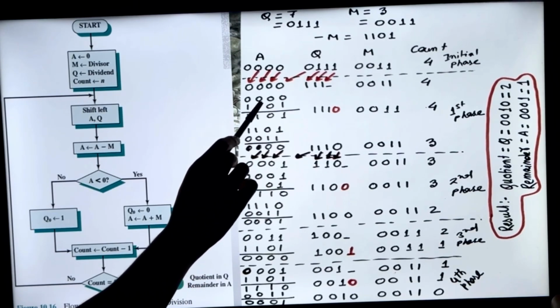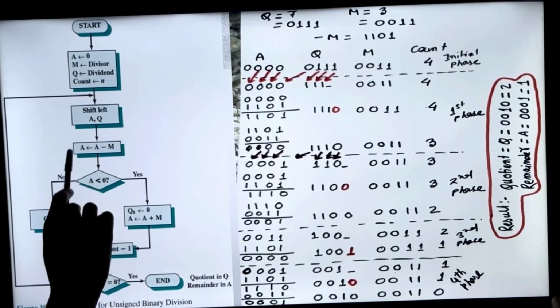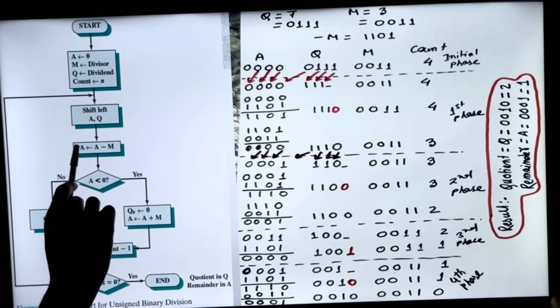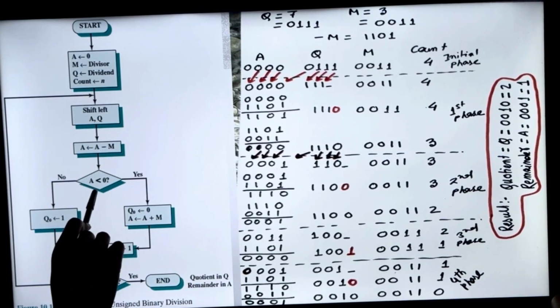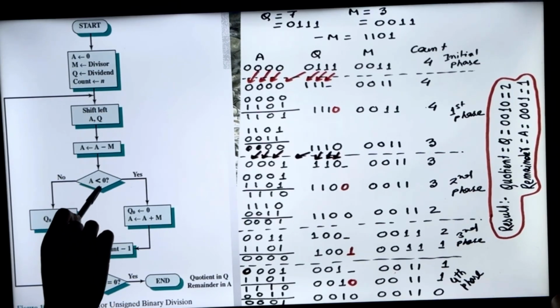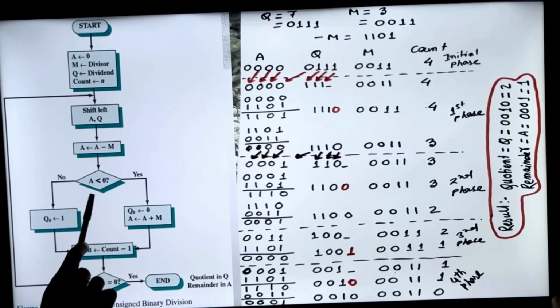1, 0, 1, 1. So this part is done. So after addition, immediately I have a conditional statement here now. What I have to check is whether my A is less than 0 or not, meaning whether my A is negative or not. Less than 0 means negative.